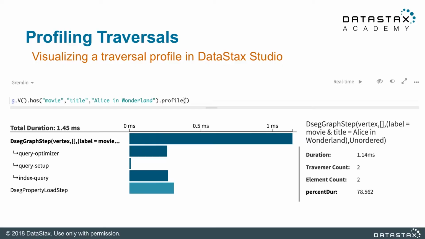The previous two examples used Gremlin console to display traversal profiles. You can also visualize traversal profiles in DataStax Studio. You get this nice view with time for each stage displayed as a bar. You can further click on a bar or stage name to display other relevant information.